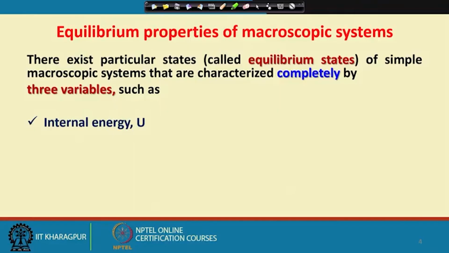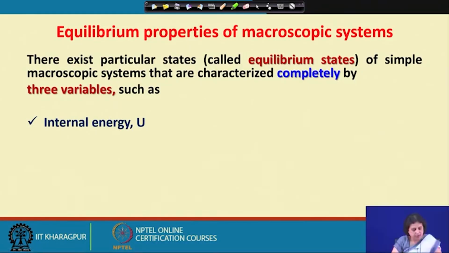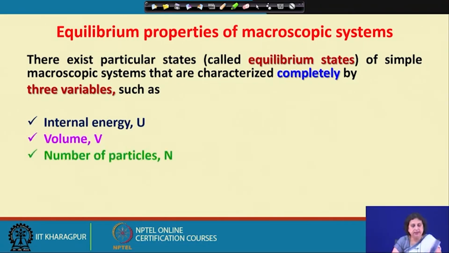Now, what are these 3 variables? To start with, the first quantity that we can talk about is the internal energy. The second one, volume, and the third, the number of particles. You may argue that why these 3? As we will see later, these 3 variables actually give you a unique representation of the system, which is the simplest one, that is an isolated system, a system that is not interacting with the surrounding.